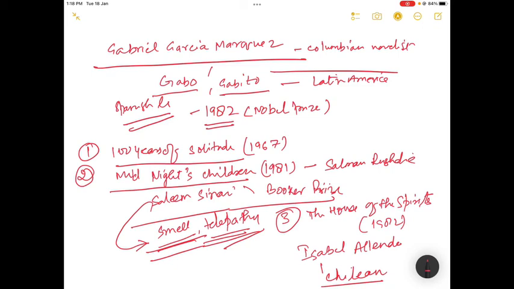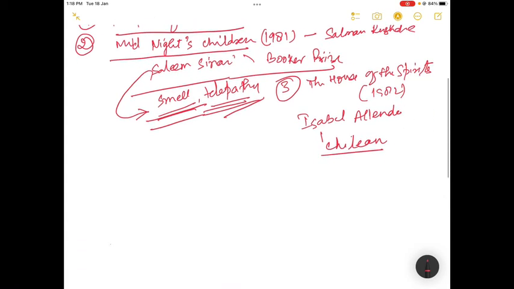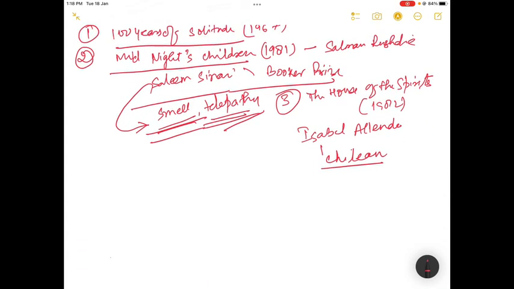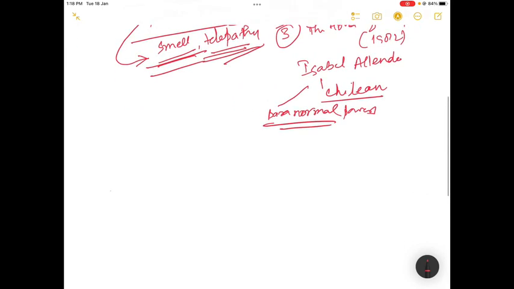The House of the Spirits is a multi-generational story about a woman with paranormal powers and a connection to the spirit world. So you'll find these elements there. One more example I would like to give you is Beloved by Toni Morrison.